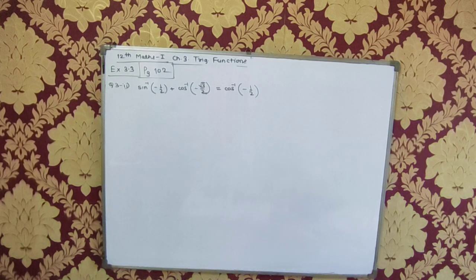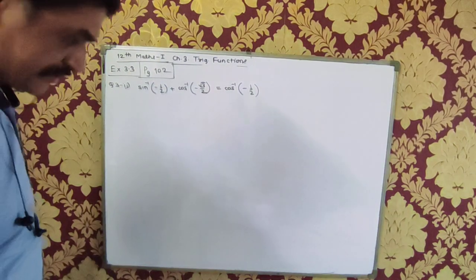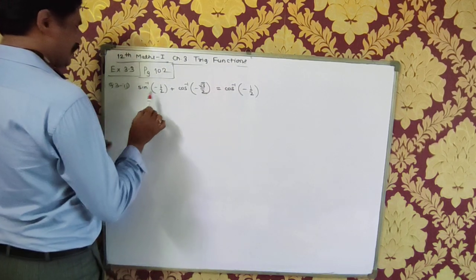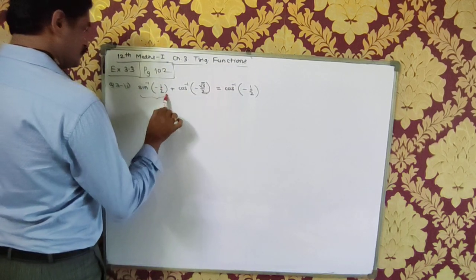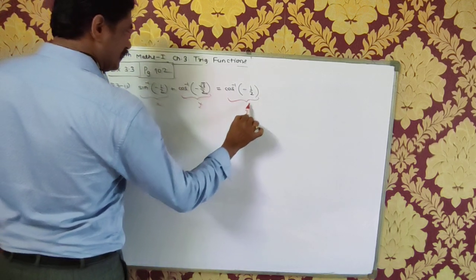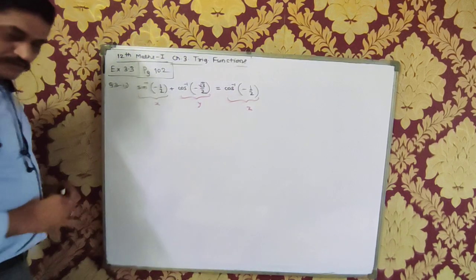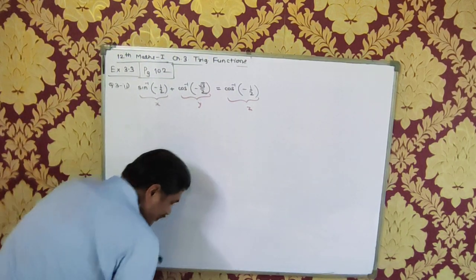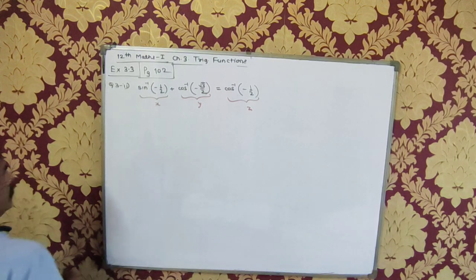Trigonometric ratios, half, root 3 by 2, these are the known trigonometric ratios. So let me call this, I have to do this now. So I'll call this as x, I'll call this as y, I'll call this as z. Would you all like to answer now? Can you please try to answer this?